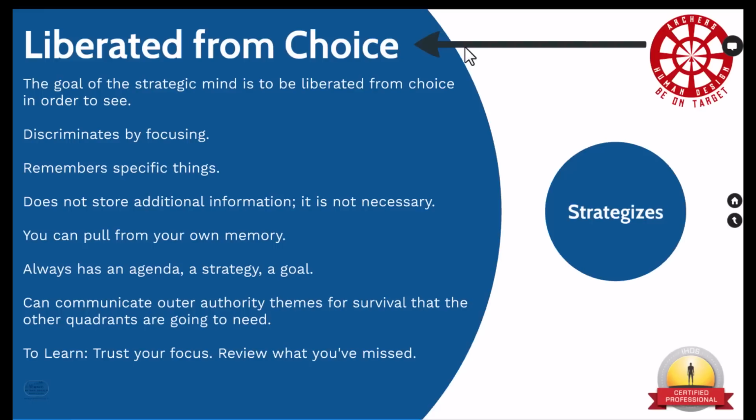This is for whom we have goal, processes, programs, goal-oriented strategies. I can sell you on strategies like nobody's business in human design. I can communicate outer authority themes for survival that the other quadrants in the body graph are going to need. So to learn, it's about trusting your focus, reviewing what you've missed, testing yourself, taking notes, okay? This is the way that the left mind learns, your left mind, learning what is correct for you.